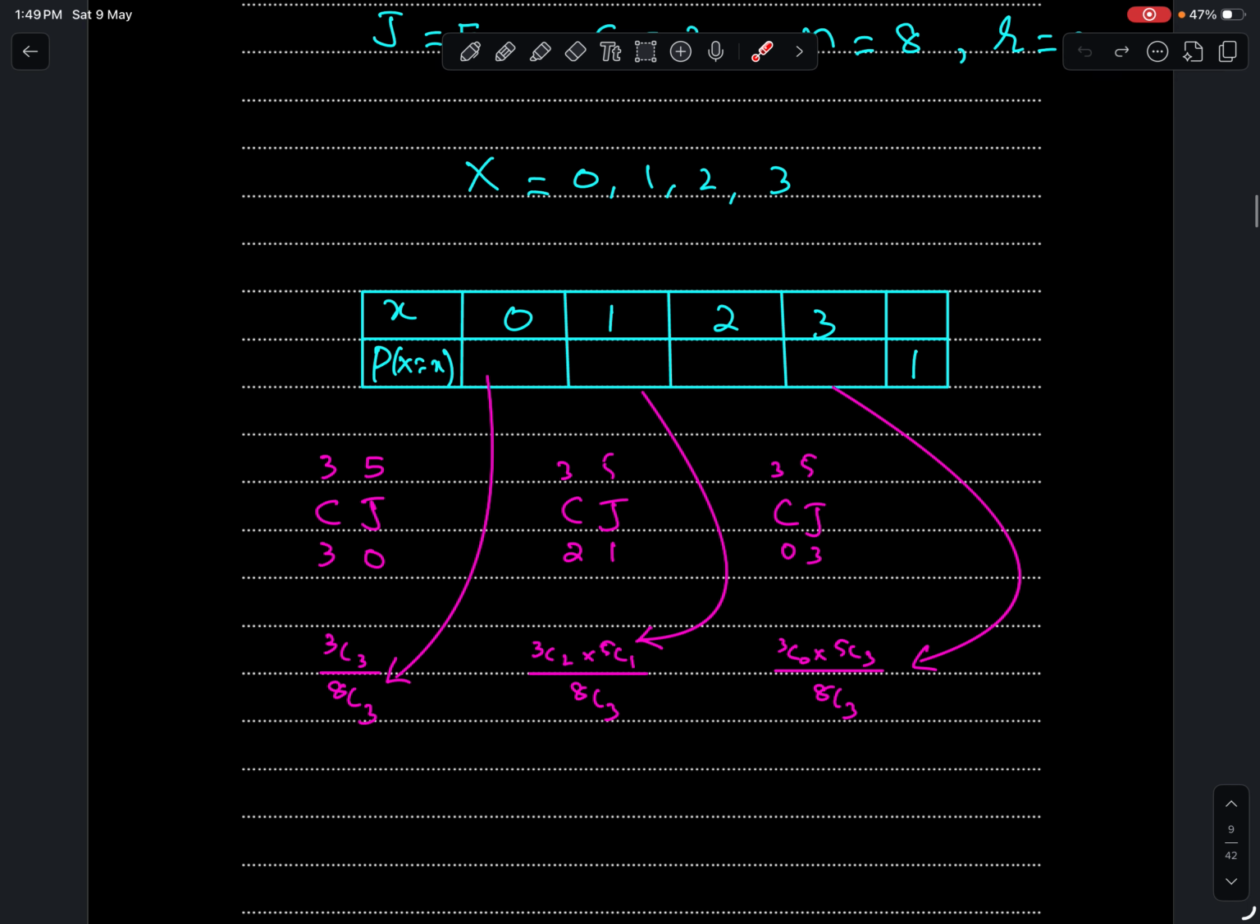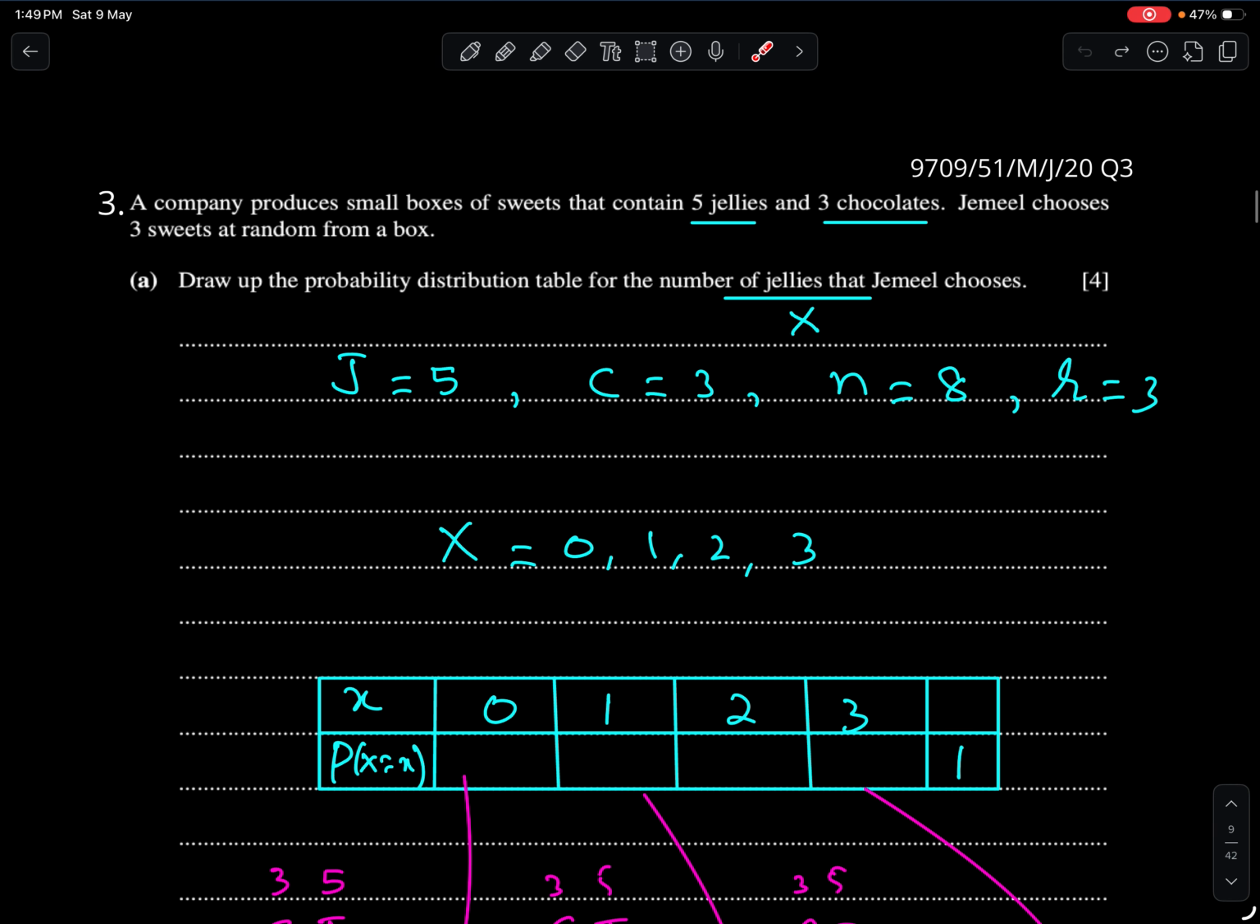Now how to choose the values of X? Understand with the help of this question as well. A company produces small boxes of sweets that contain 5 jellies and 3 chocolates. Jamil chooses 3 sweets at random from a box. Okay, so the requirement is 3. So 3 is the requirement, total 8, jellies 5 and chocolates 3. Draw up a table. Jamil chooses number of jellies. I mean, this is the requirement. X represents J. Now, which values can X take?